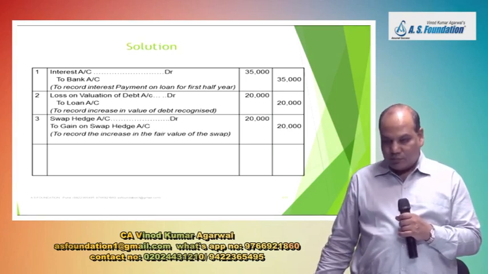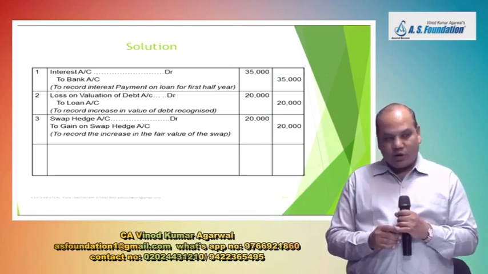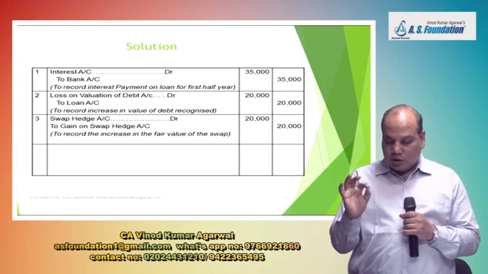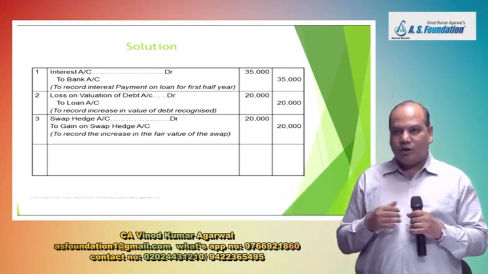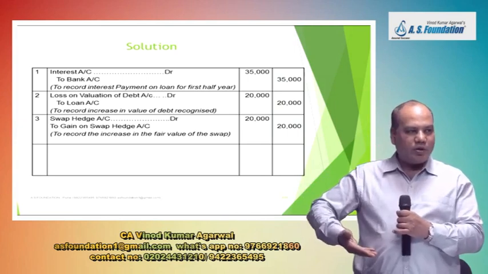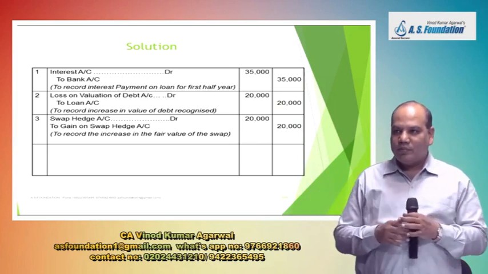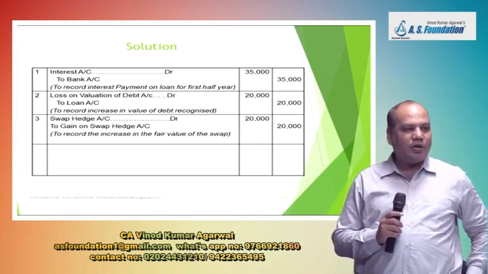Next entry is swap hedge account debit 20,000, or you can just write derivative account debit. Interest rate swap account debit. Any name you can give to this product. If you don't find any good name, just write derivative. To gain, in bracket write P&L account.